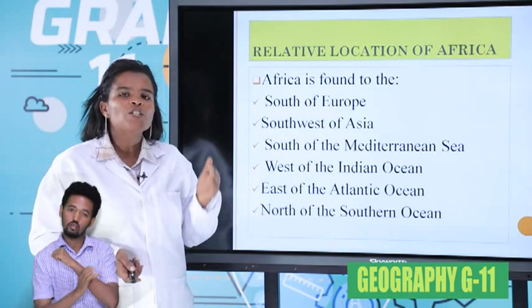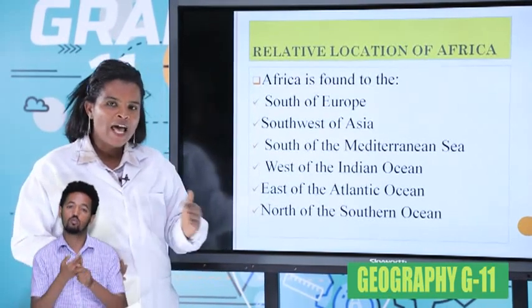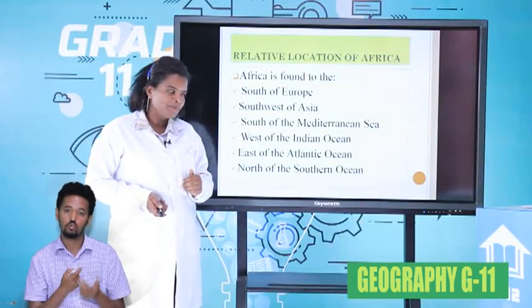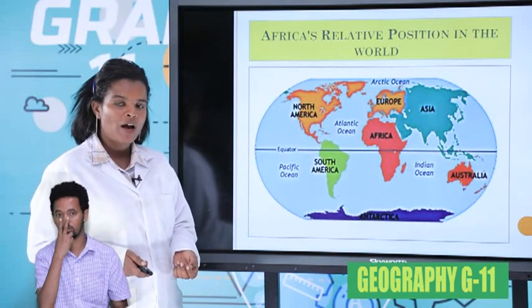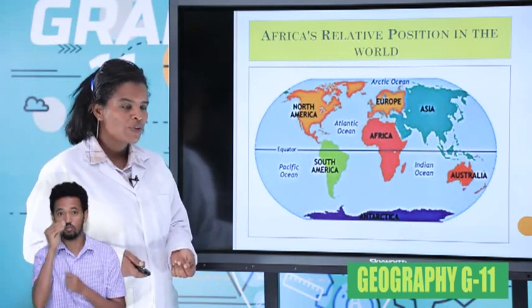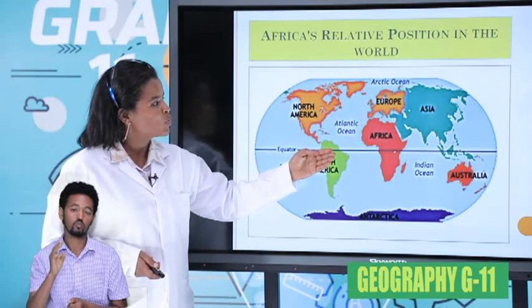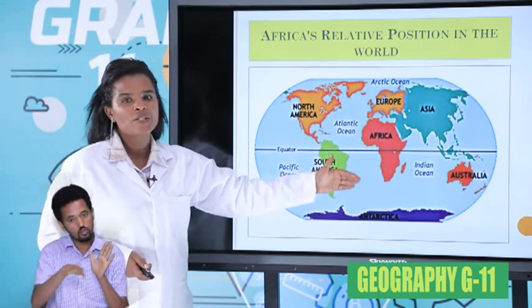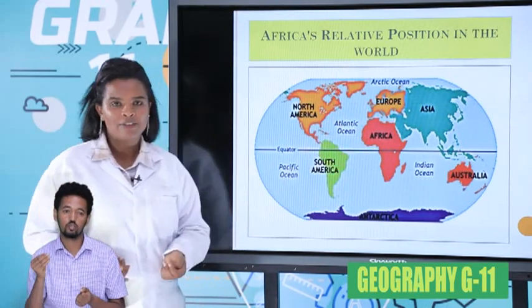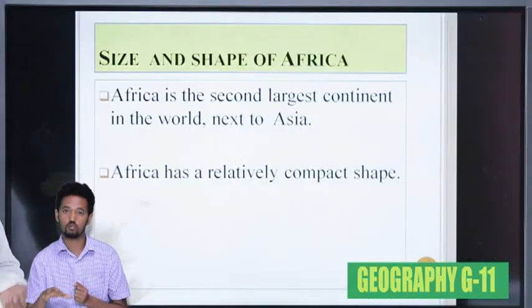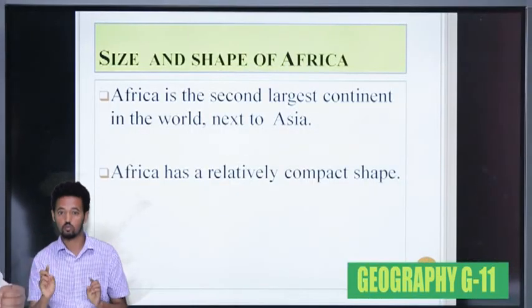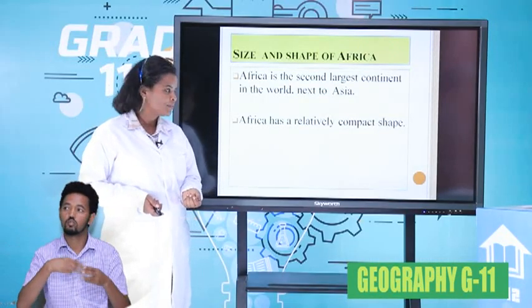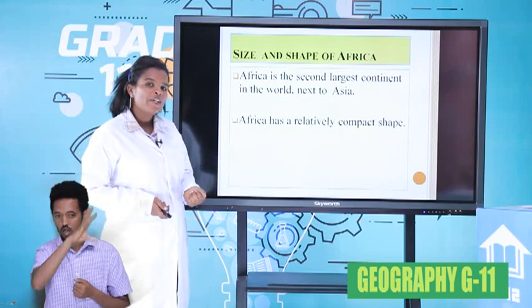When we see the relative location of Africa, relative location shows the location of the continent or the country with reference to physical features, that is landmass or water bodies. Landmass may be a continent or country. Africa is found south of Europe, southwest of Asia, west of the Indian Ocean, north of the Southern Ocean, and east of the Atlantic Ocean. When we see the size and shape of Africa, Africa is the second largest continent in the world, next to Asia. Africa has a relatively compact shape.